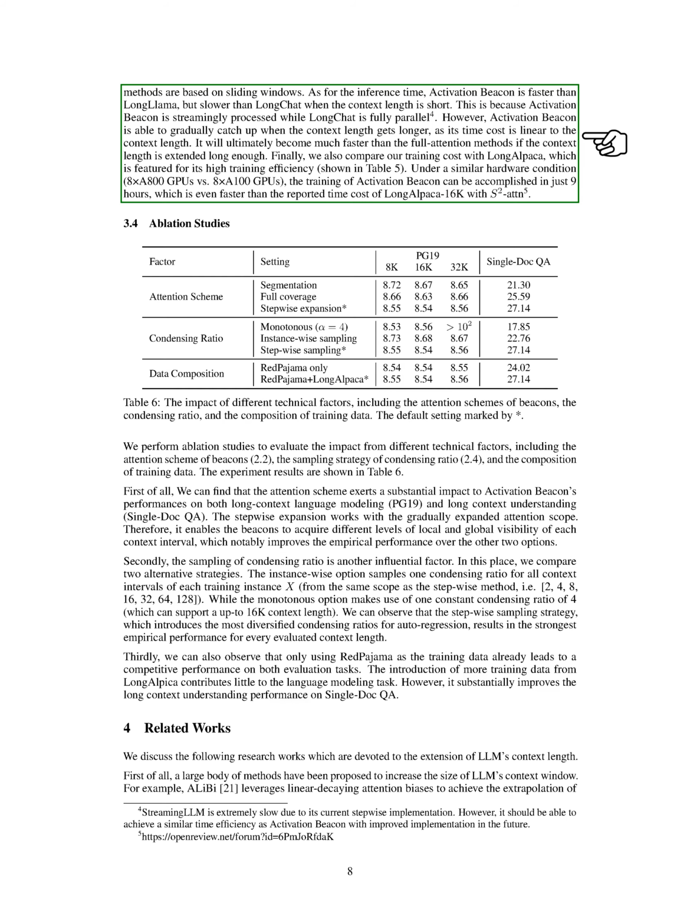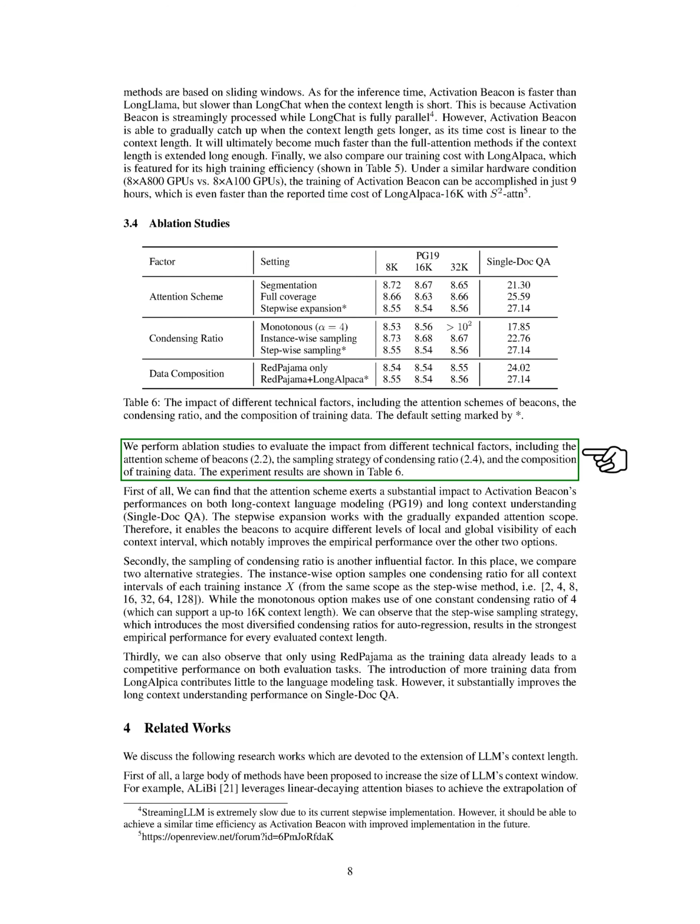In terms of inference time, Activation Beacon was faster than LongLlama but slower than LongChat when the context length was short. However, as the context length increased, Activation Beacon caught up and eventually surpassed the full attention methods in speed. We also compared our training cost with LongAlpaca, which is known for its high training efficiency. Under similar hardware conditions, the training of Activation Beacon could be completed in just 9 hours, which is even faster than the reported time cost of LongAlpaca16K with S-squared attention.